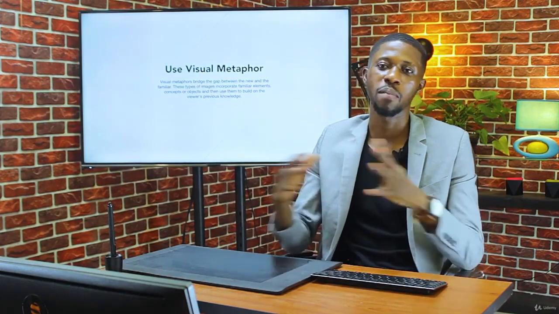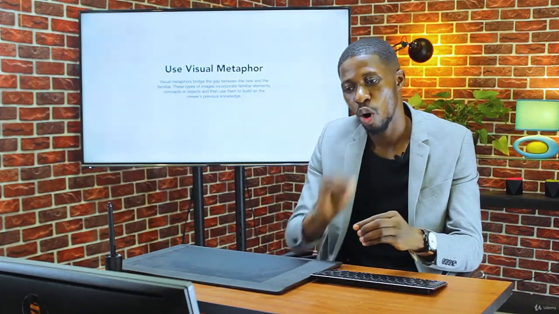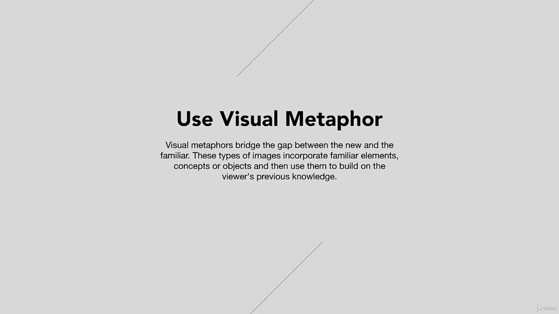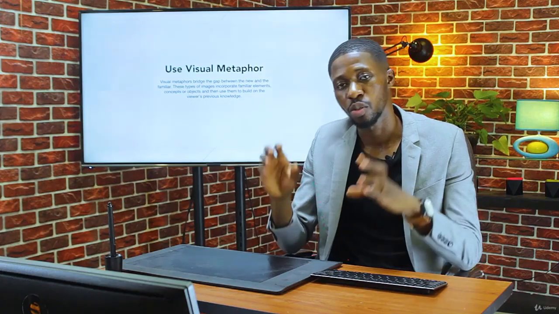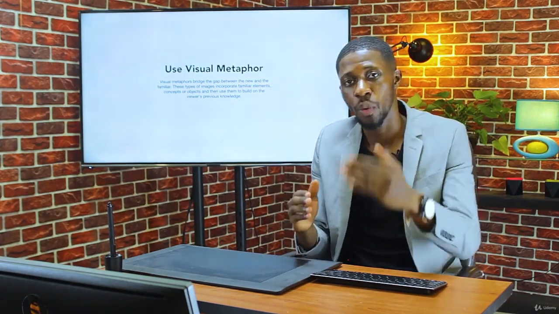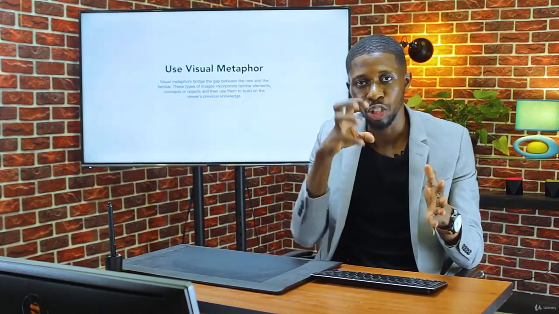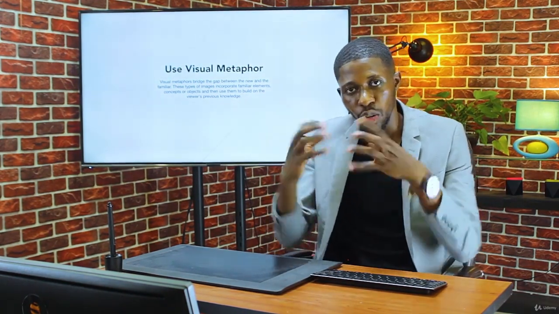The eighth tip for effective billboard design is using visual metaphor. So what is visual metaphor? Visual metaphor is bridging the gap between the new and the familiar. These types of images incorporate familiar elements, concepts, or objects, and then use them to build on the viewer's previous knowledge. So basically, it's using familiar elements and concepts, things you already know, or things you know that your audience already knows, and using them to build a new concept.